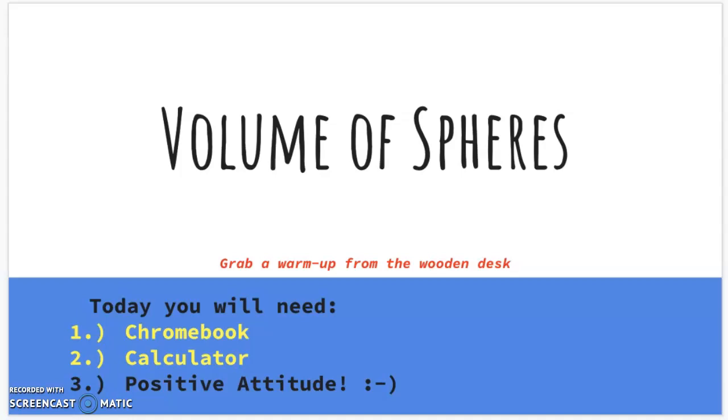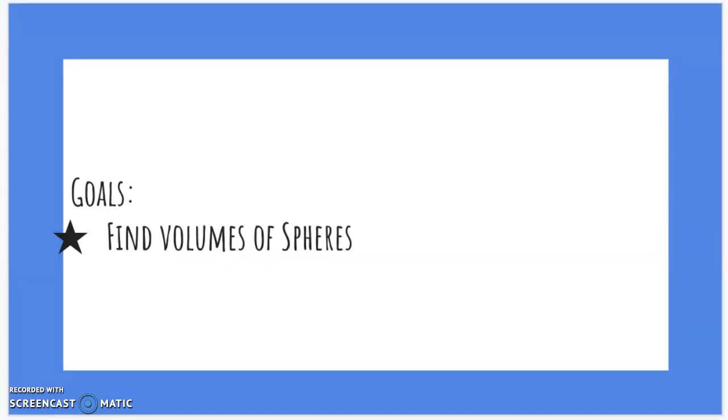Today we are talking about volume of spheres. Our goals for today are to find the volume of spheres.